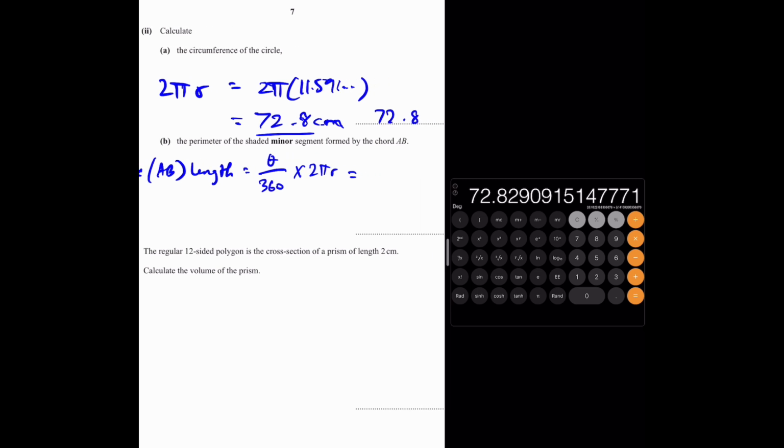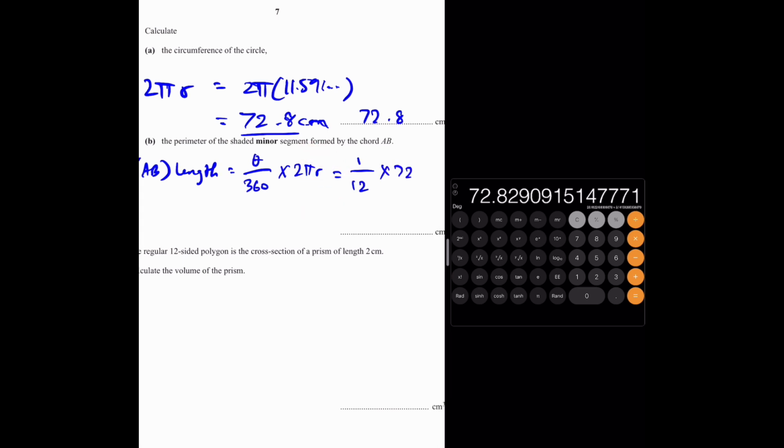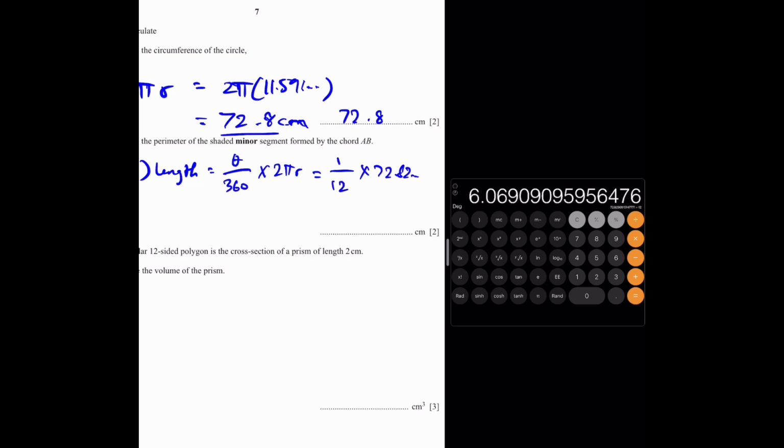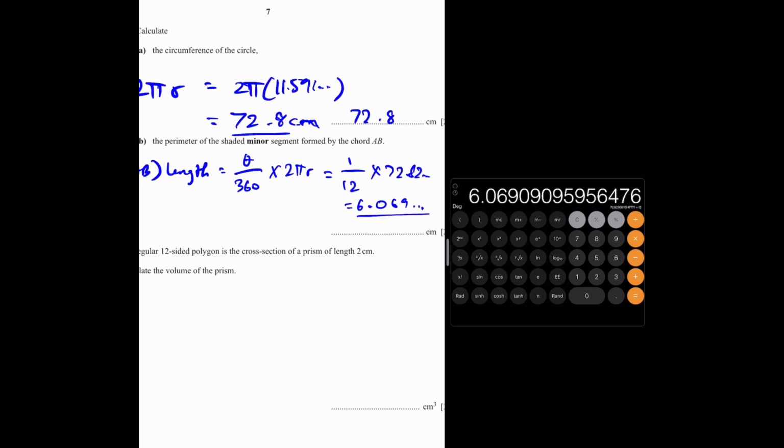So it's going to be 1 by 12, which is basically 30 by 360, but simplified to 1 by 12, multiplied by 72.82 value, which we have here. So we just divide this by 12 to get our answer, 6.069. But we're not done.